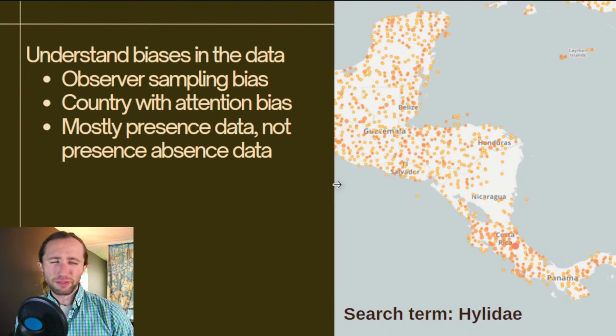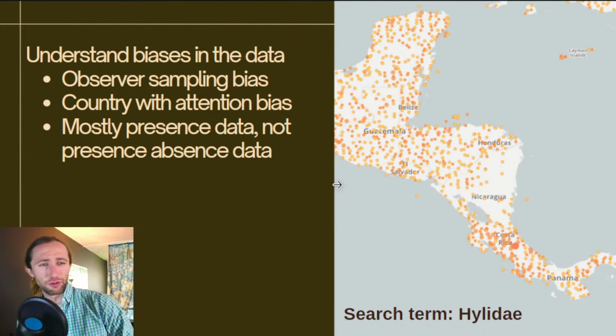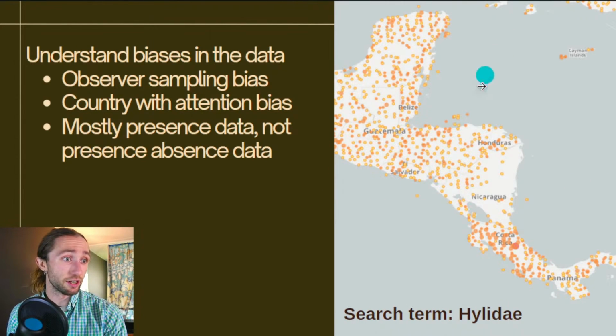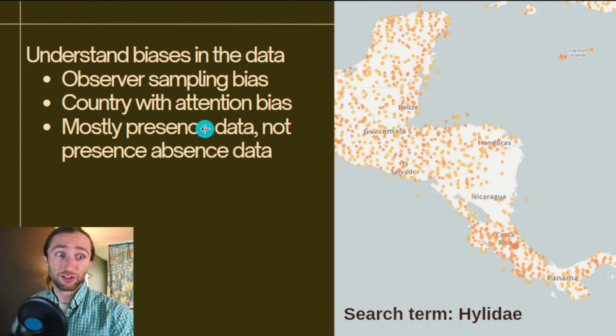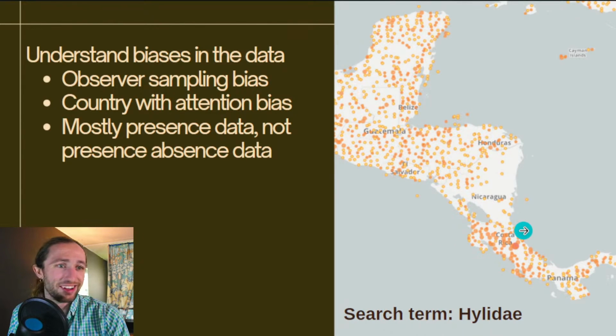There's also something I'm just going to call the country with attention bias. And I think that's really best exemplified by this image here. This is looking at Hylidae, so that's just your tree frogs, right? And you'll see a huge number of records, and then around Nicaragua, not much.